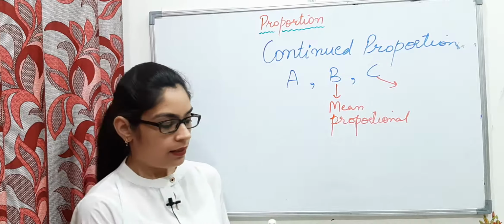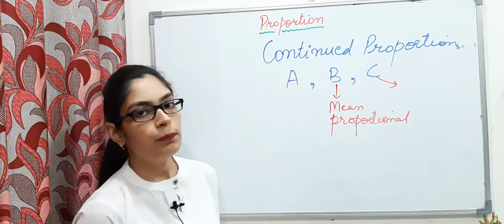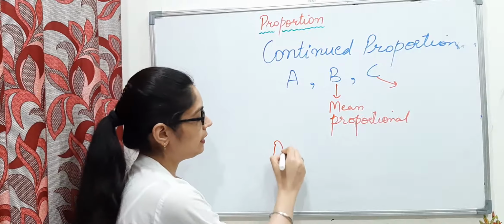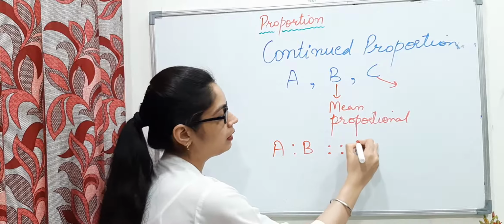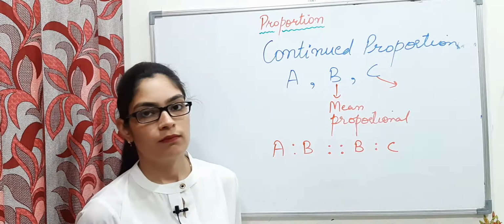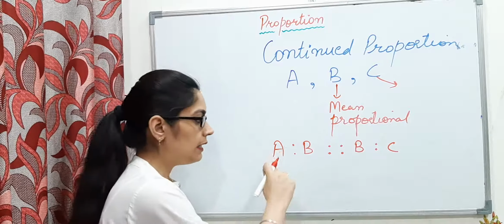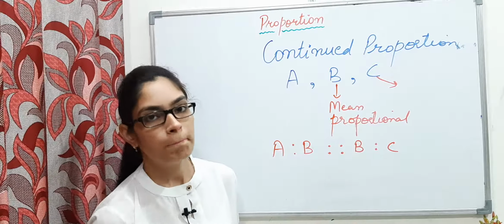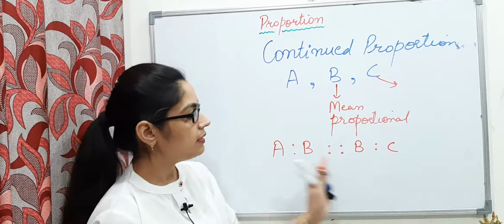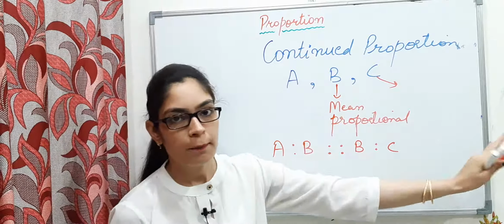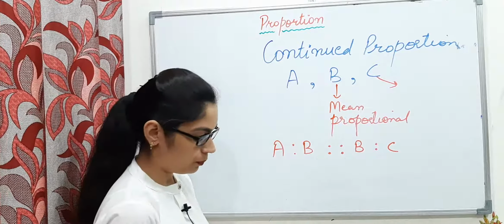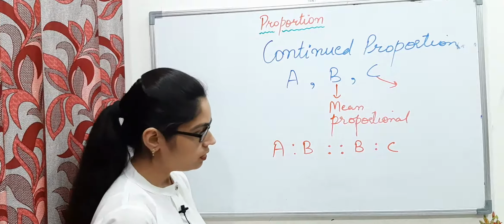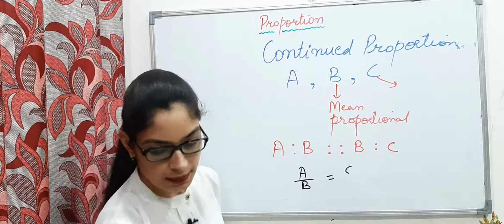So here in continued proportion, when A is to B is proportional to B is to C, only three quantities are there. Then these three quantities are in continued proportion. While solving, see, this is the symbol of ratio and this is the symbol of proportion. So while solving, we can write it as A by B is equal to B by C.